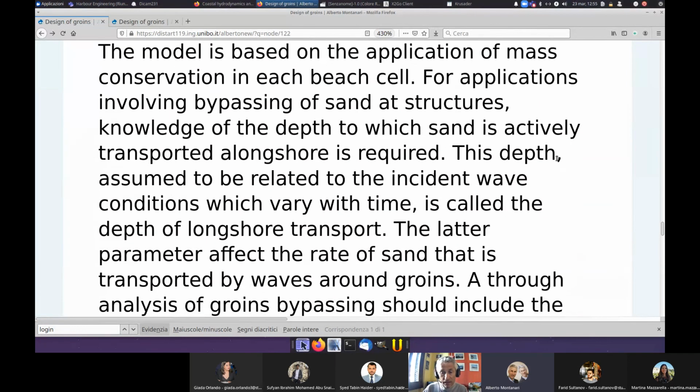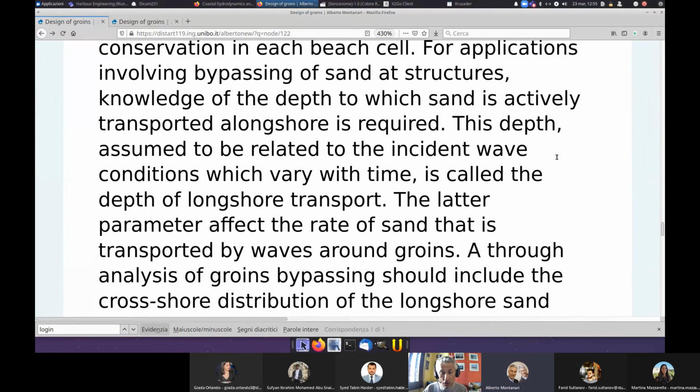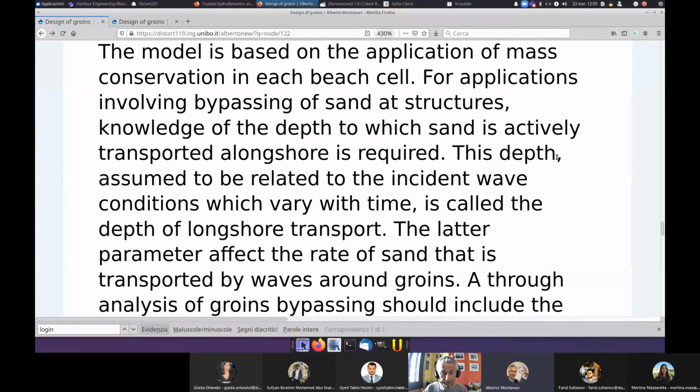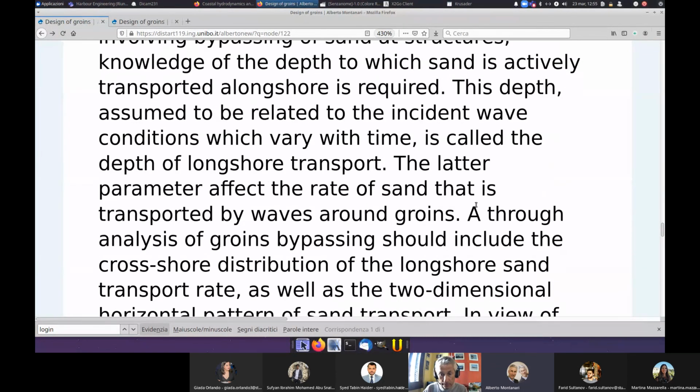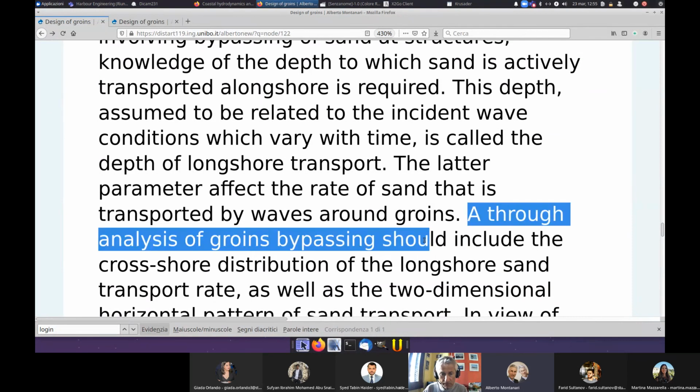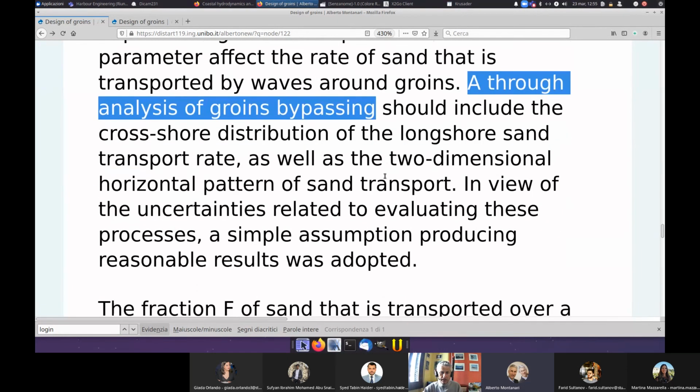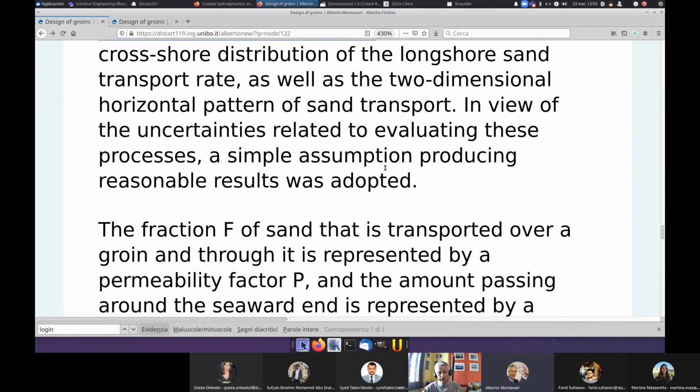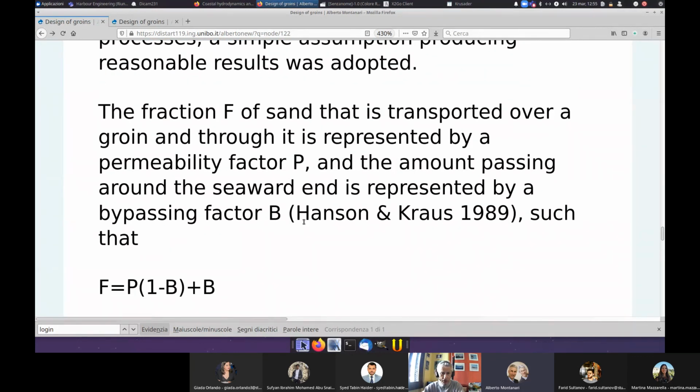But there is one thing that I want to draw your attention to, which is the analysis of groins bypassing. So how can we estimate groins bypassing? Here there is an empirical formulation which I would like to bring to your attention. And please remember it, because this can be asked at the exam.